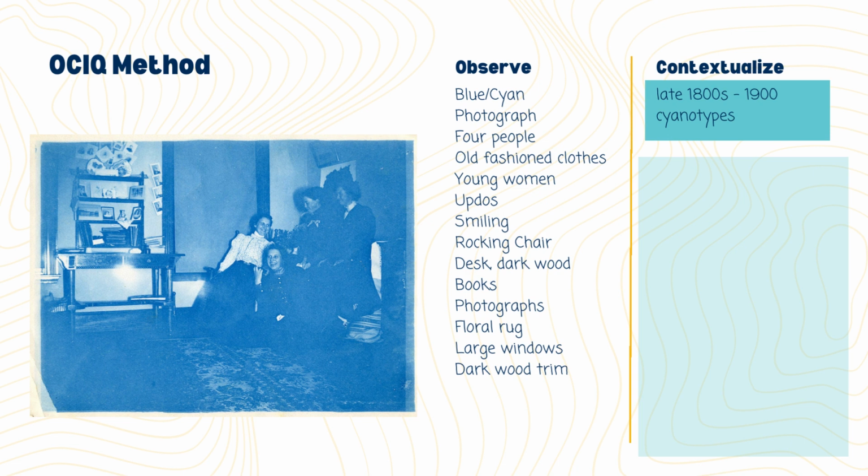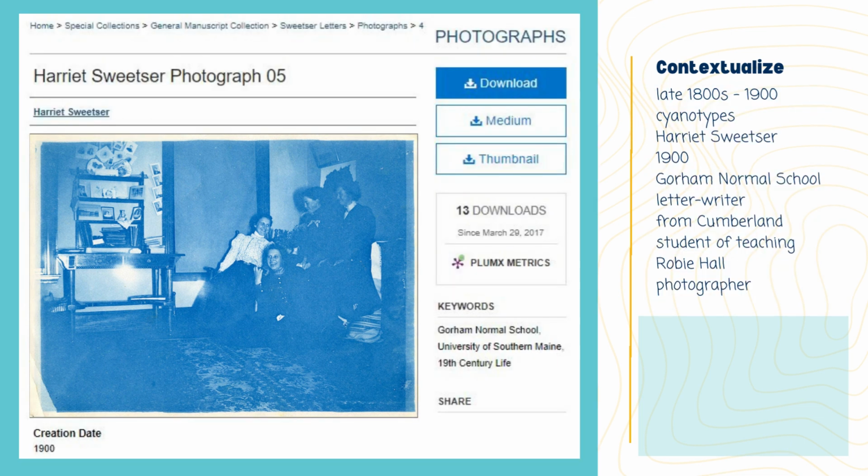So, what else can we find out about this item? Since I took this photograph from the Digital Commons database at University of Southern Maine, I can use the item record in Digital Commons to find out more about what we know already about this photograph. The metadata in this item record tells me that the photograph is called Harriet Sweetser Photograph 05, and it is attributed to a person named Harriet Sweetser. It was created in 1900. I see there are keywords which reference Gorham Normal School and University of Southern Maine.